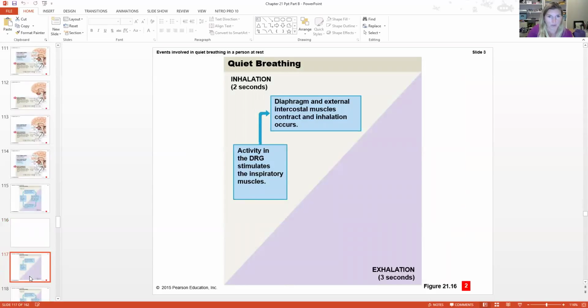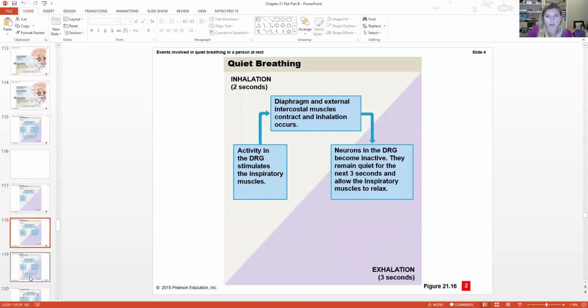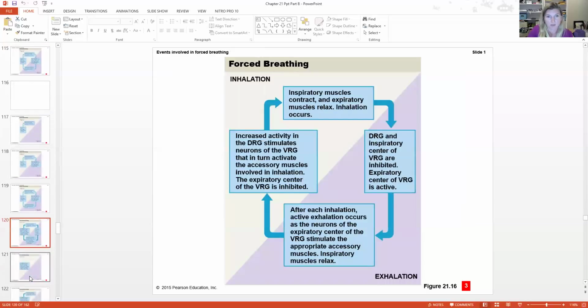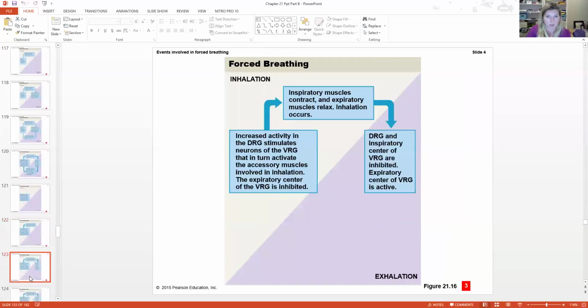So this is showing during quiet breathing, and then the DRG becomes inactive. This is that chart that I was asking you to draw out. And then everything relaxes and becomes passive. During forced breathing, you have your VRG turned on to activate those accessory muscles.